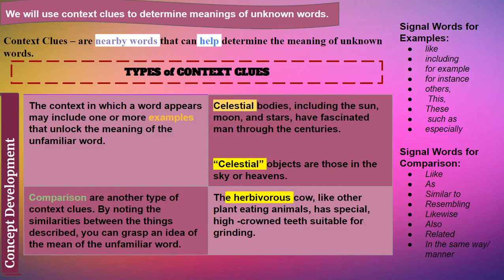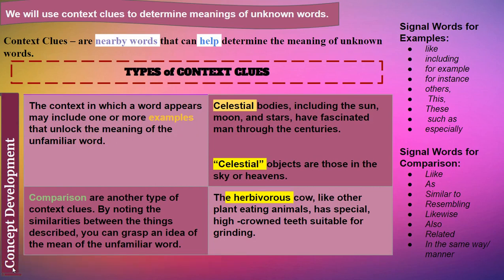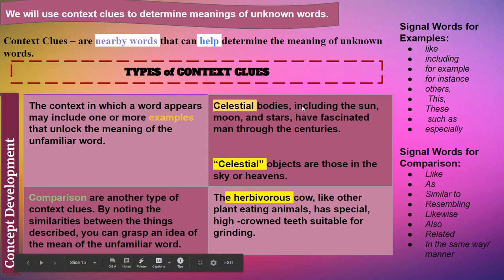Another type of context clues, we have example as well as comparison. So when we're looking at example, we're looking at samples of words which help us to unlock the meaning of the unfamiliar words. So we're looking for samples, things that we can relate to, right? So let's look at our example. Celestial bodies, including the sun, moon, and stars, have fascinated man through the century. What do you think this word means? Well, we have examples. We have, including the sun, the moon, and the stars.